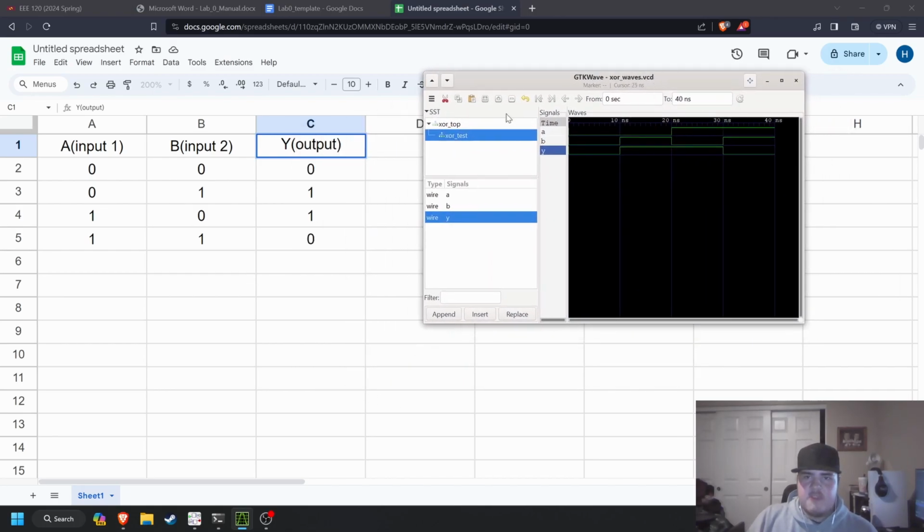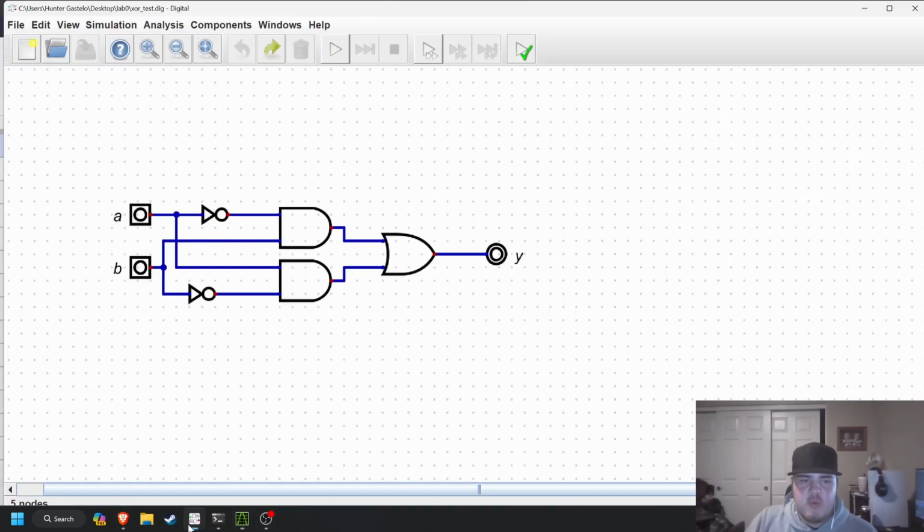This waveform does match the predictions I made, but we can go into Digital and run a simulation to see if this matches. We see that both inputs are off, and Y is off. If we turn on B, Y turns on, and that matches the prediction. If we turn B off and turn A on, that also matches the prediction.